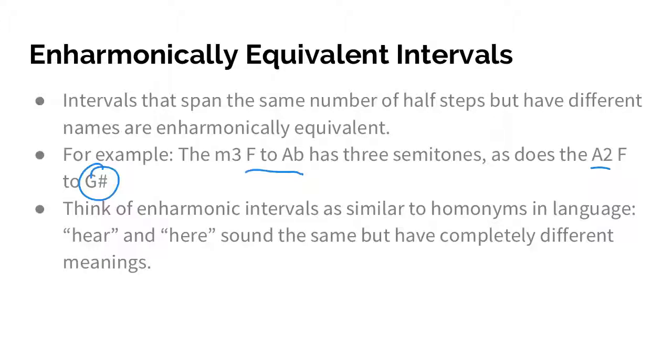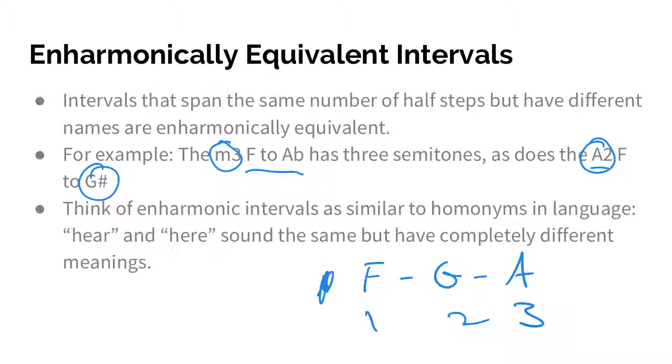So you always have to think about context. Is it going to be a minor third or an augmented second? It depends on how it's spelled. So you have to remember, counting intervals is by letter names. So if we talk about F to A, we have F, G, A, that's 1, 2, 3, right? But if we think about the augmented second, we go F to G sharp, that's 1, 2. So they are enharmonically the same, but they are spelled differently. That's what gives them either the minor third or the augmented second sound.